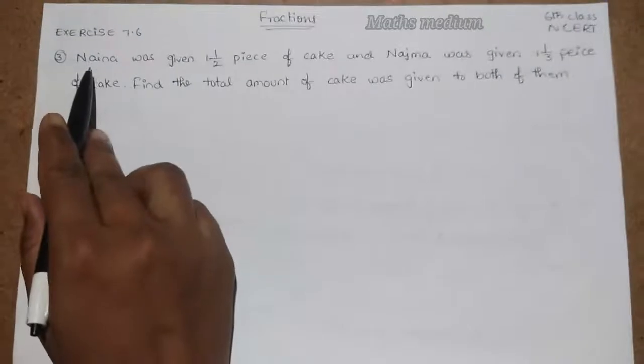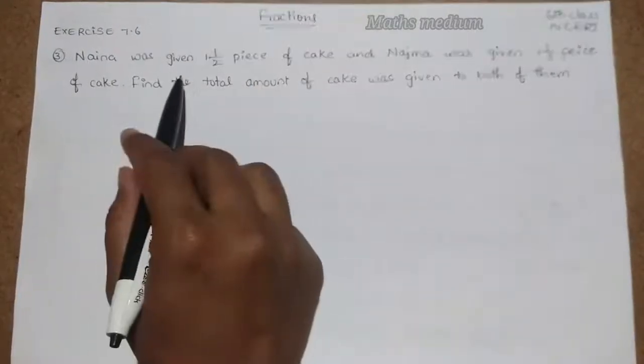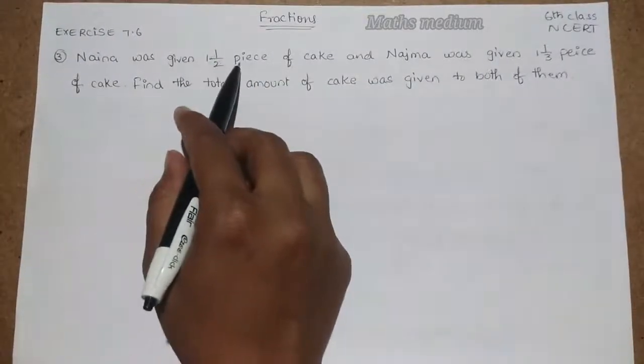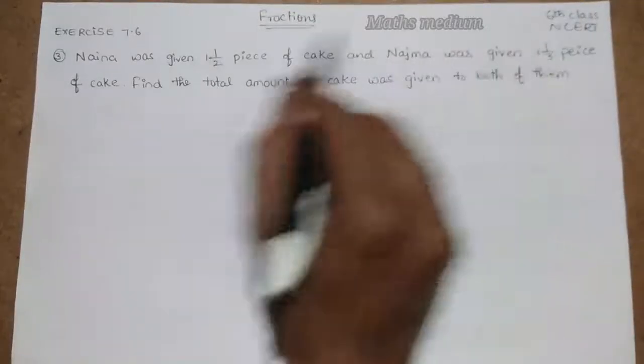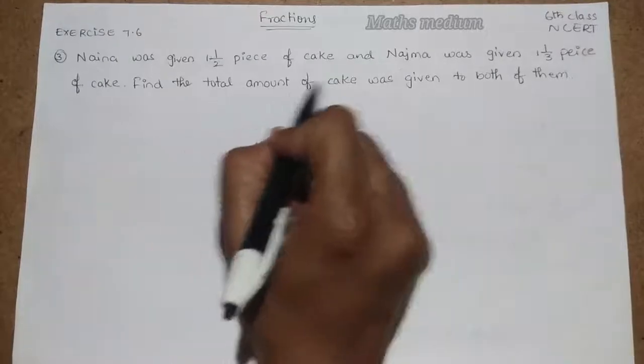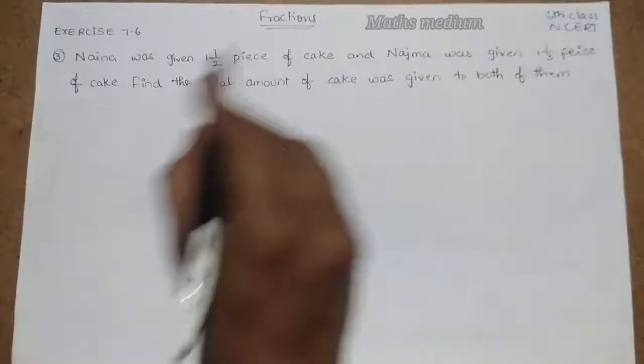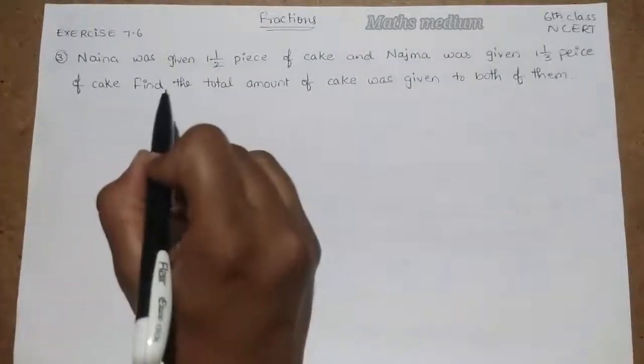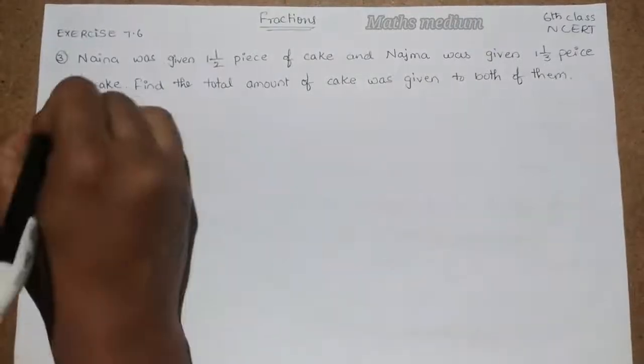So Naina and Nazma were friends. They were given 1 by 2 piece of cake and 1 by 3 piece of cake. By combining these two, we get the total amount of cake given to both of them. So how much amount of cake did they take? That is the answer.